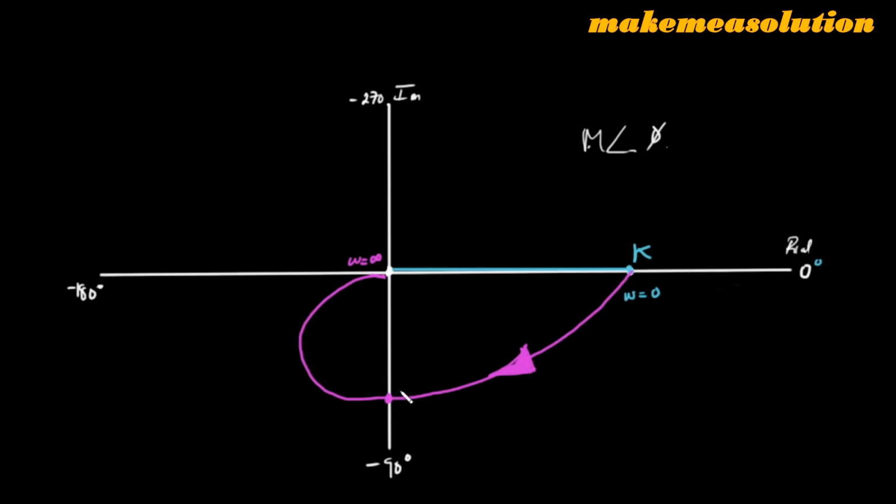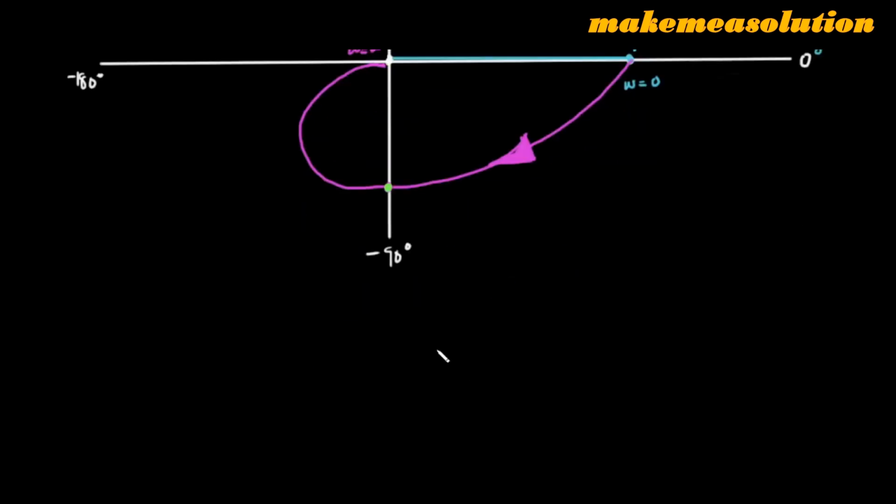What is the value of the magnitude at this point? And what is the value of the frequency at this point? So we're actually interested in what happens at this point. How do we find it? If you want to find it, you need to consider your G of j omega.